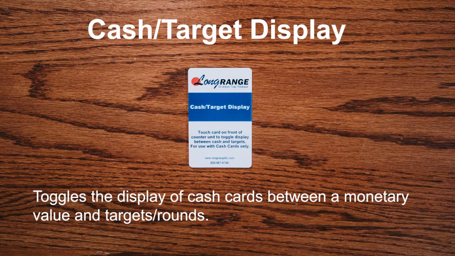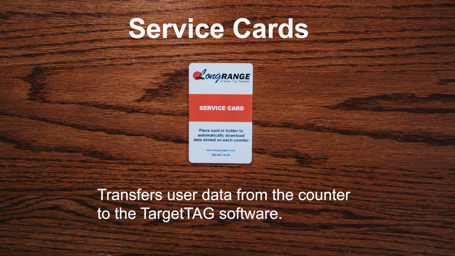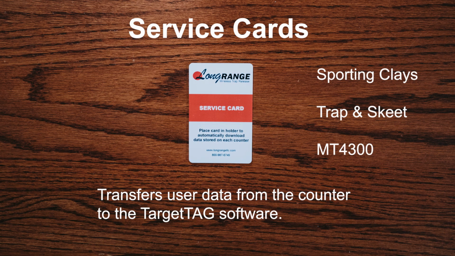The Cash Target Display card is used in conjunction with Cash cards and toggles the display of the counter between a monetary value and targets or rounds. This card may be used on Sporting Clays counters and Trap and Skeet counters. Service cards transfer user data from the counters to the TargetTAG software. This card is used on Sporting Clays counters, Trap and Skeet counters, and the MT4300.